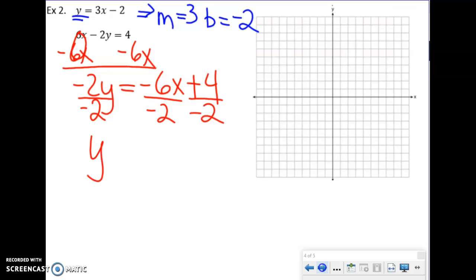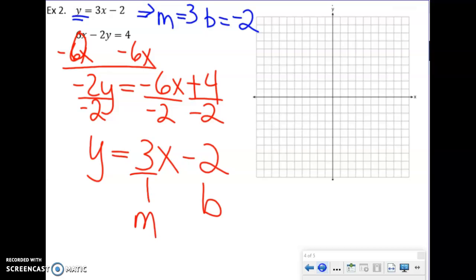So this ends up with y. Simplify when we can. A negative 6 divided by a negative 2, how about 3 followed by the x? And then 4 divided by negative 2 is going to be negative 2. So we've got our slope, we've got our 3 over 1, and we've got our y-intercept.